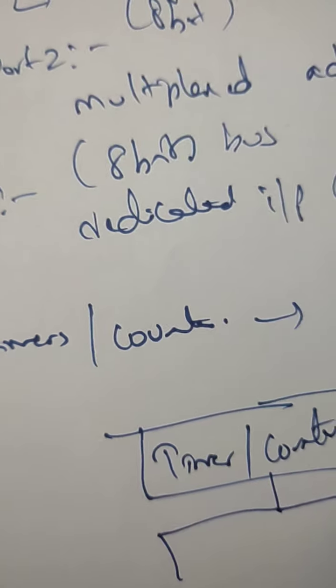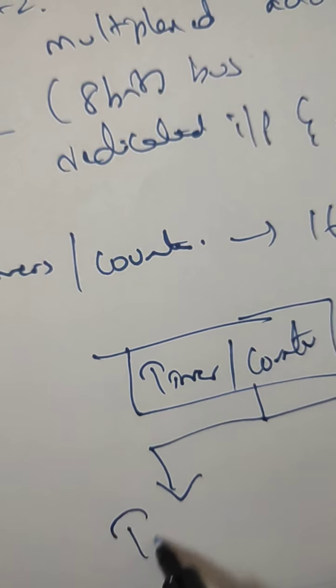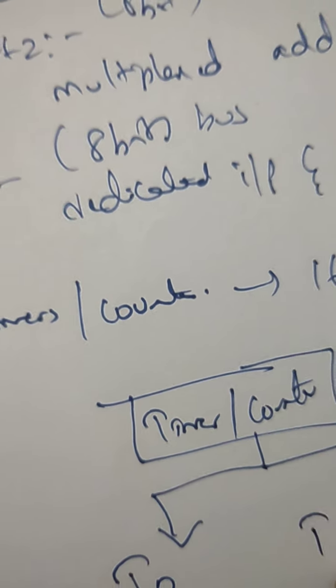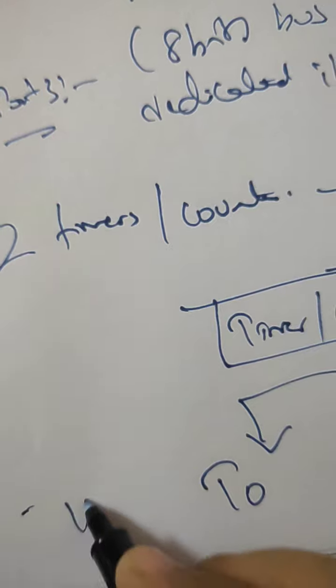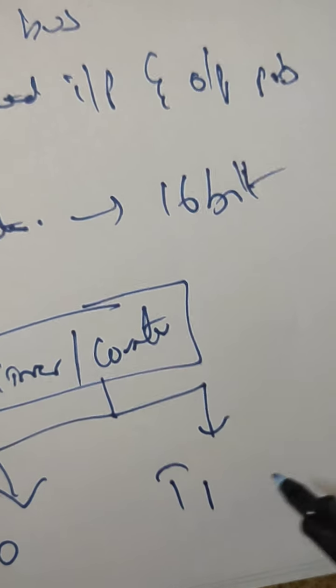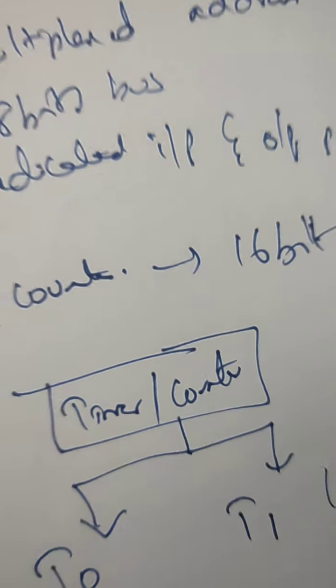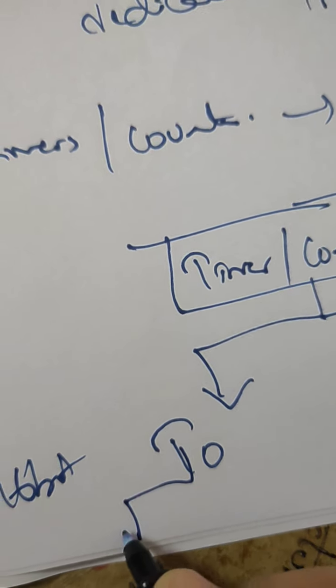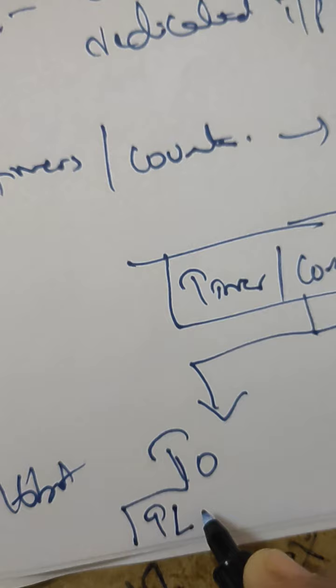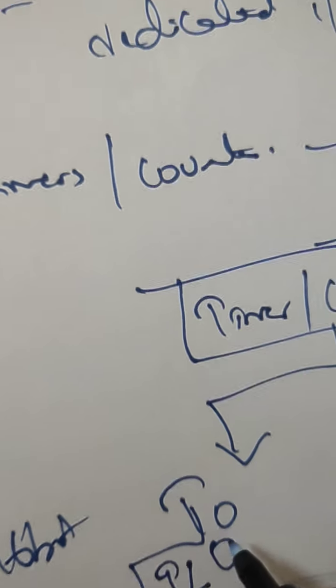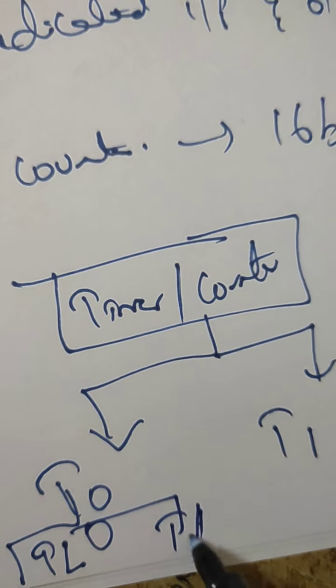The timers or counters are divided as T0 and T1. T0 consists of 16 bits, and T1 also consists of 16 bits. On the other hand, you can write that T0 can be written as T lower and T higher.